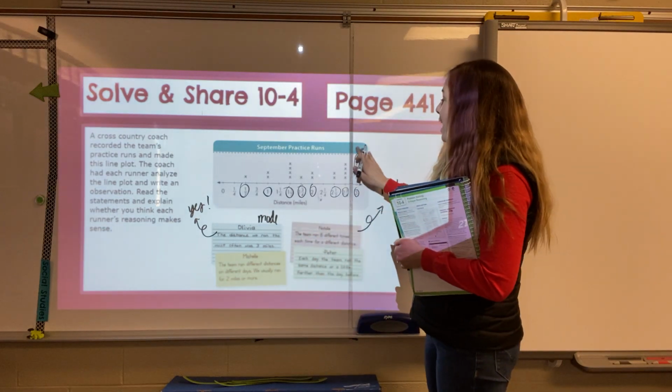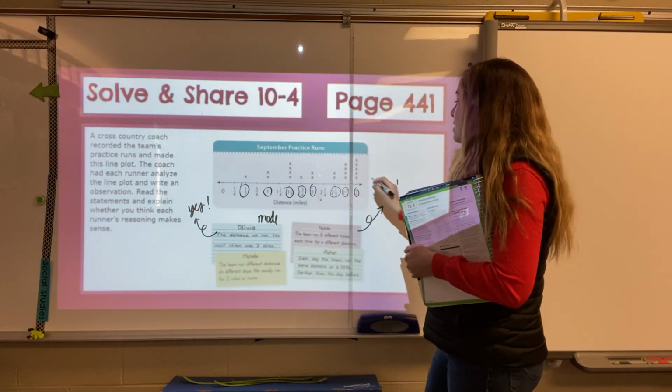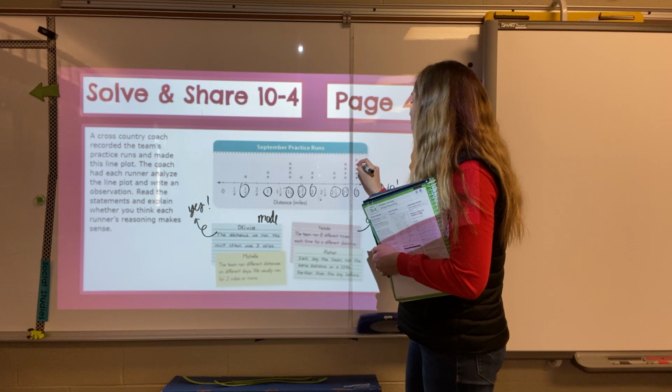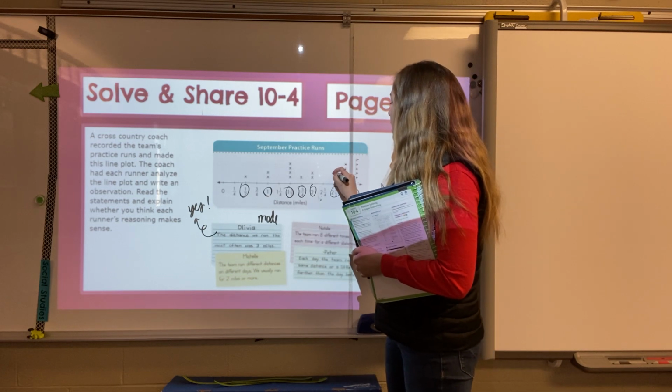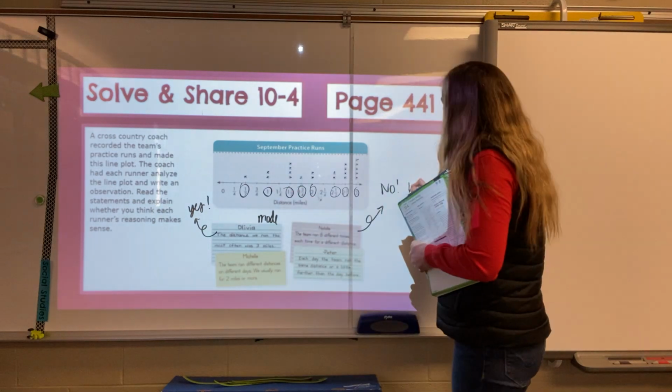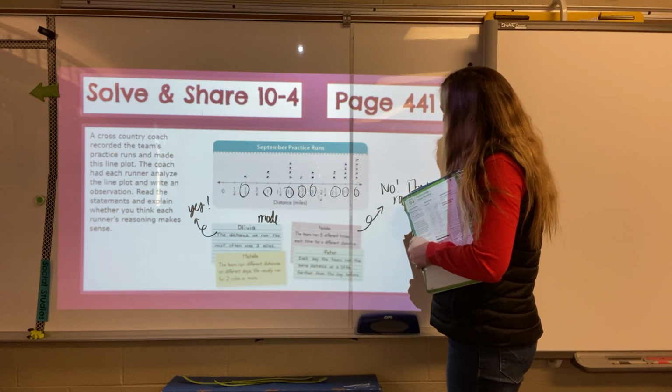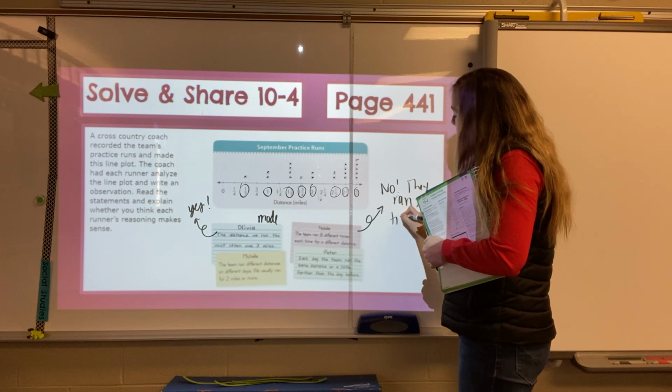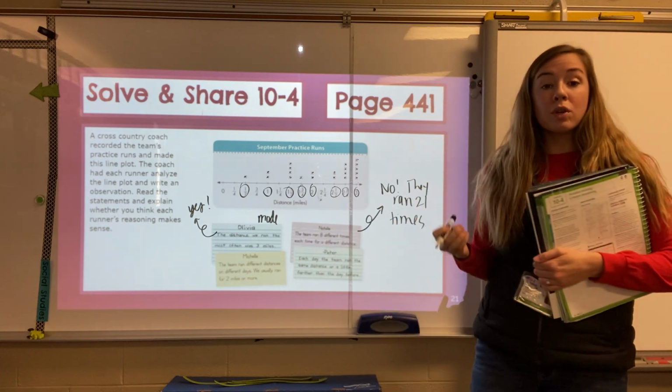But the number of times are the X's above it. So they actually ran 1, 2, 3, 4, 5, 6, 7, 8, 9, 10, 11, 12, 13, 14, 15, 16, 17, 18, 19, 20, 21. So they ran 21 times. And I do want you to write this down. You are critiquing their reasoning.